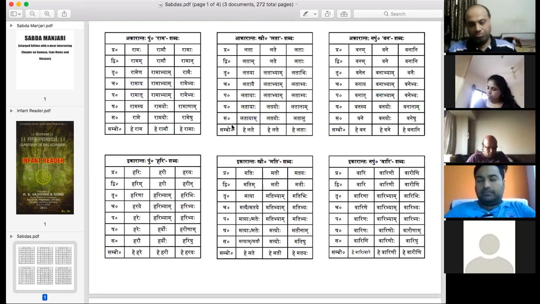Each of these nouns has a noun base. For example, in the first shabda, we say Akarantaha Pullingaha Rama Shabda. So Rama is the noun base, the basic block for all these cases, 7 plus 1.